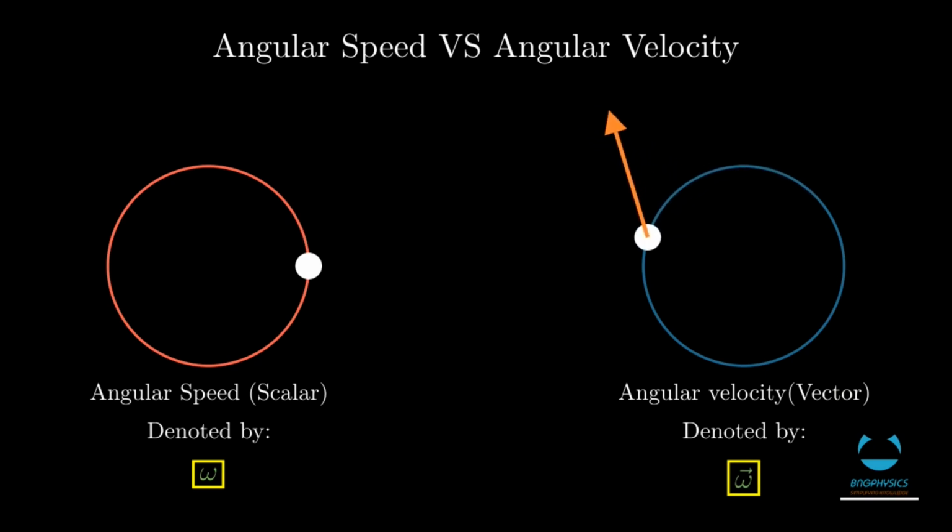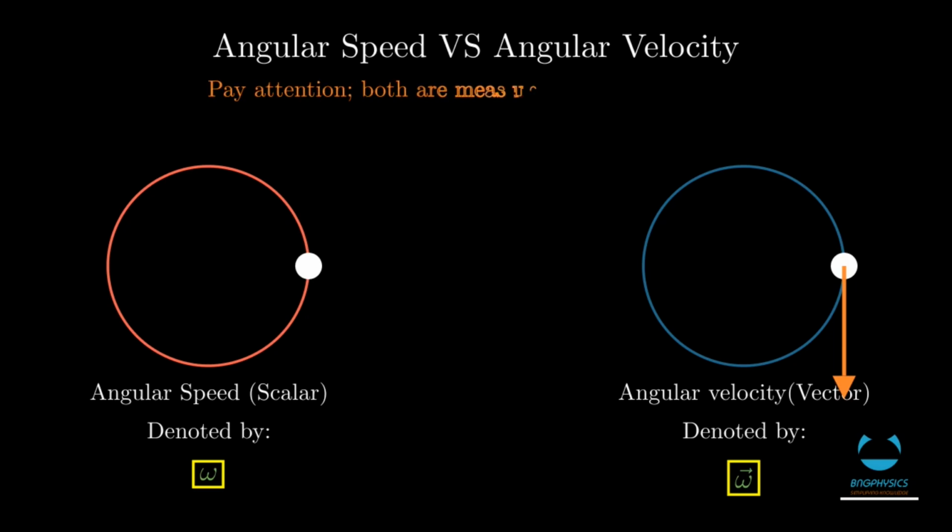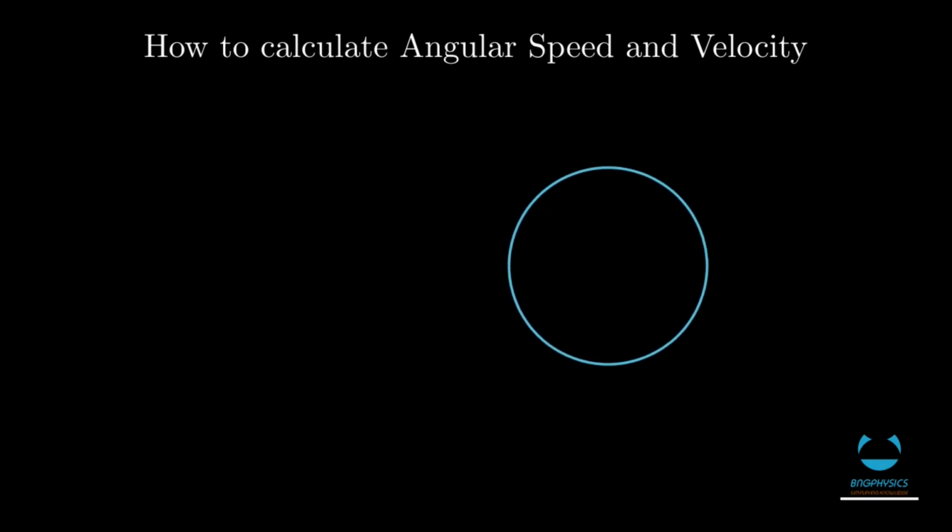On the other hand, angular velocity is a vector, which means we consider both the direction and the magnitude of the velocity. For example, the orange arrow here shows that the velocity of the white dot is changing constantly due to the change of direction of the speed each second. Also, pay attention that angular velocity is written as omega with an arrow above it to show that it is a vector. Our most important question here is how to calculate angular velocity.